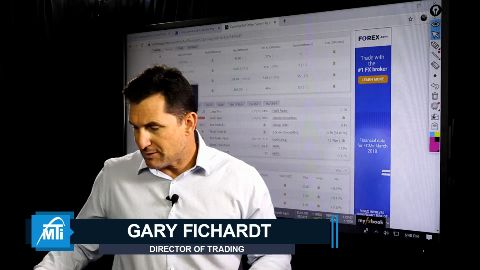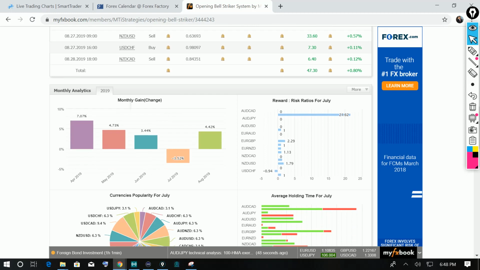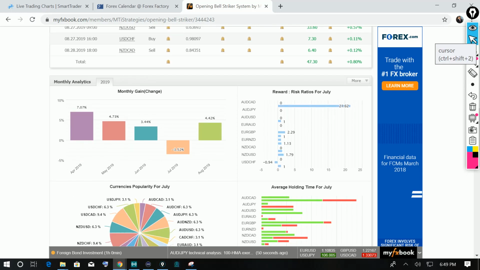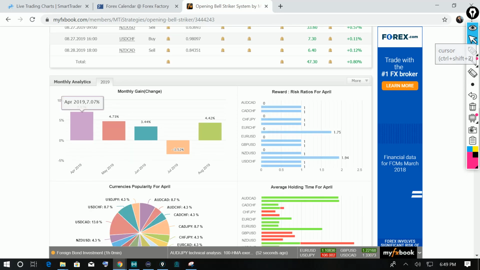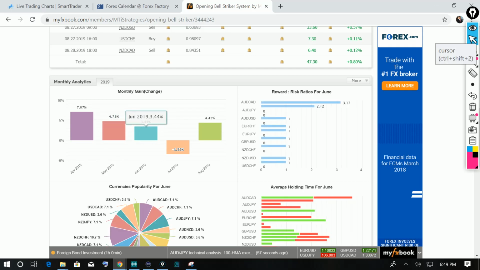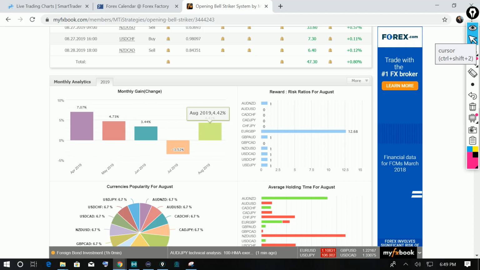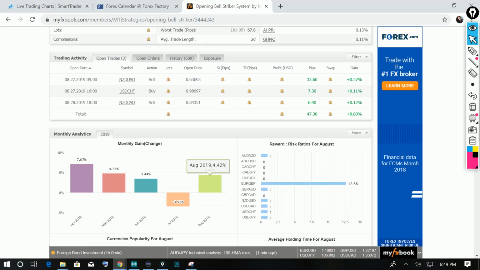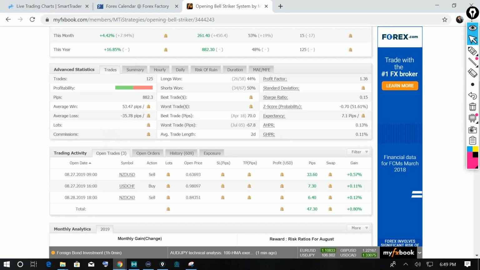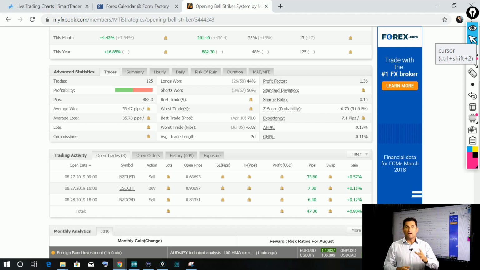Let's go to the system again right here. Check this out. Here is the system's track record so far. You can see we picked up 7% for April, 4.7% in May, 3.4% in June. We lost 3.5%. Listen, we all know that there are going to be losing months. We understand that, right? But this month we're up 4.42%. The only way we can get such good results from this is if we've got a good money management system in play, which we do.